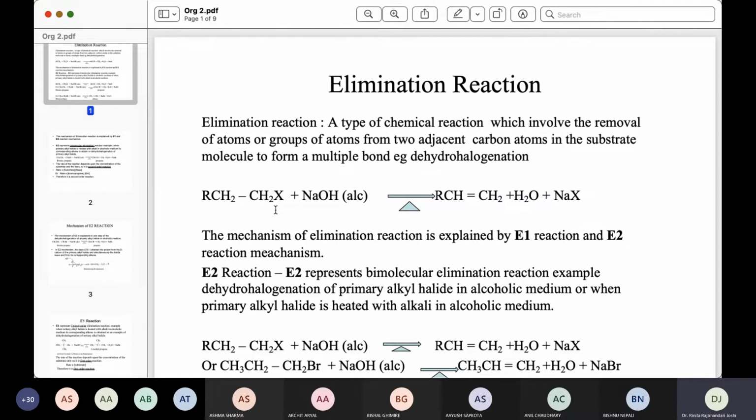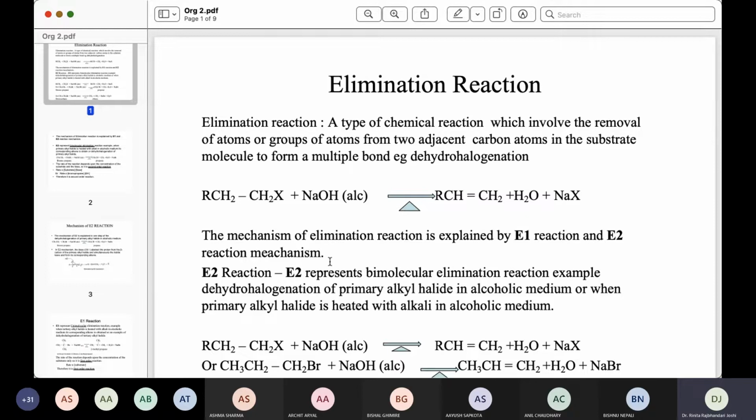So this is a haloalkane beside the methane, and here is NaOH or KOH in an alcoholic medium, and generally the heat is required here in the case of elimination reaction, and it forms the corresponding alkene with the formation of water molecule and the corresponding sodium or potassium halide or whatever the removal group is there. And the mechanism of the elimination reaction is explained by E1 and E2 reaction mechanism.